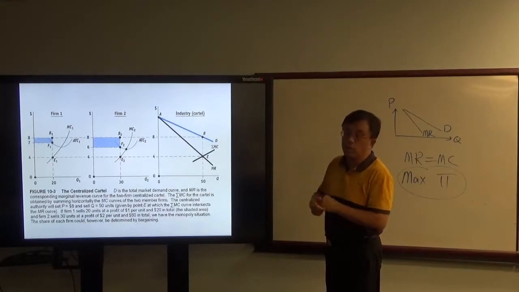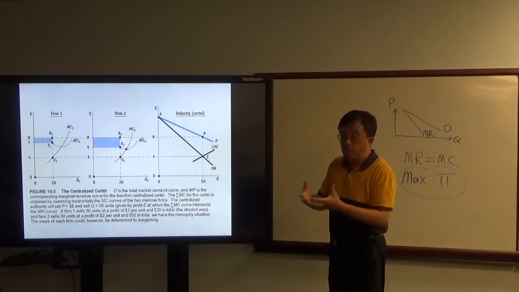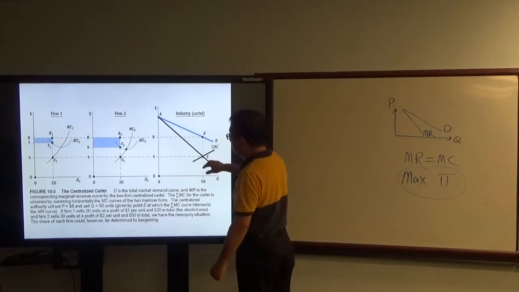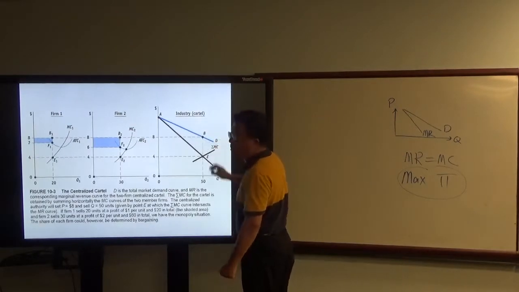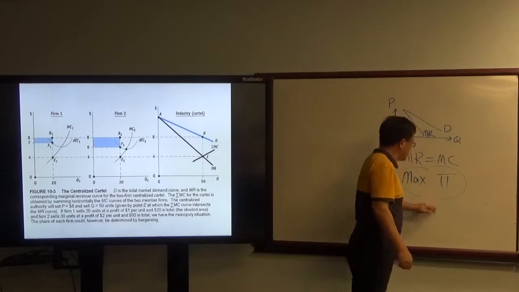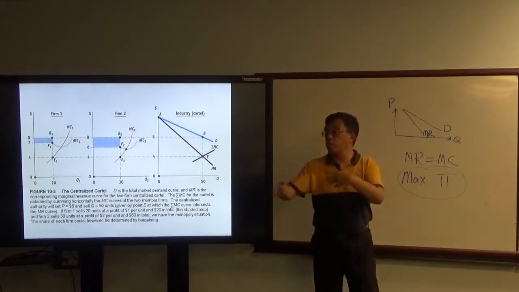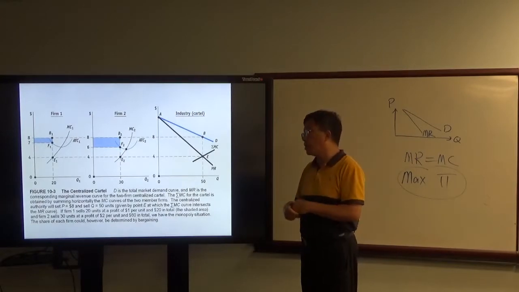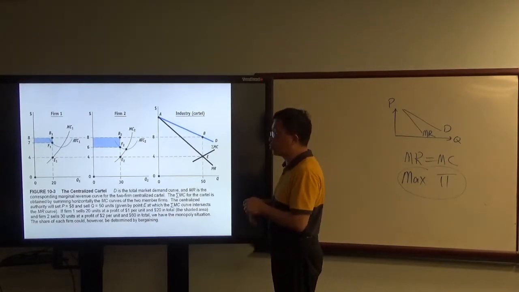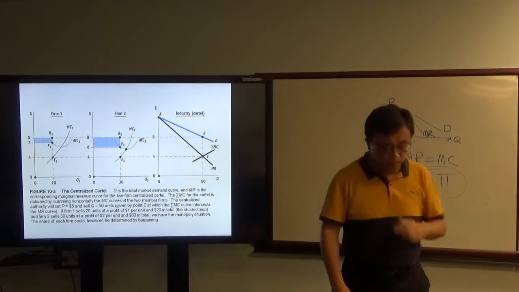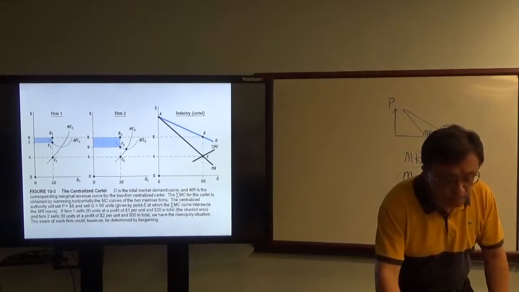So this is a centralized monopoly. The companies combine together or unite together to behave like a monopolist, so they can realize the largest profit. And then they have to sit down to negotiate who produces, how much to produce for each participant in this centralized monopoly.